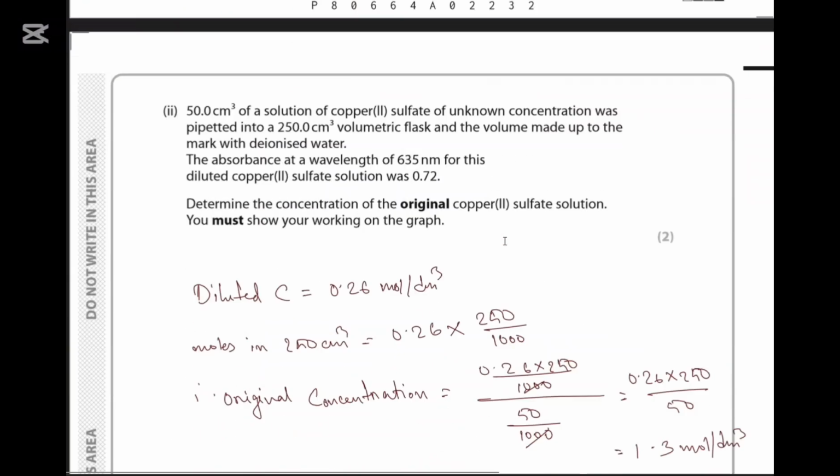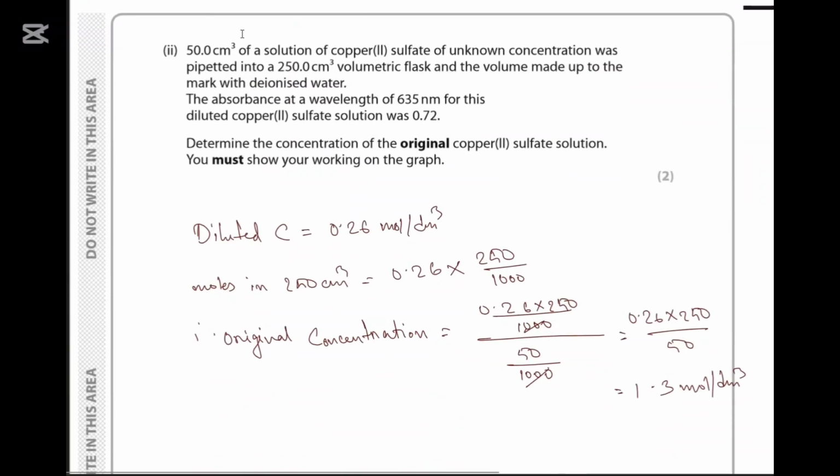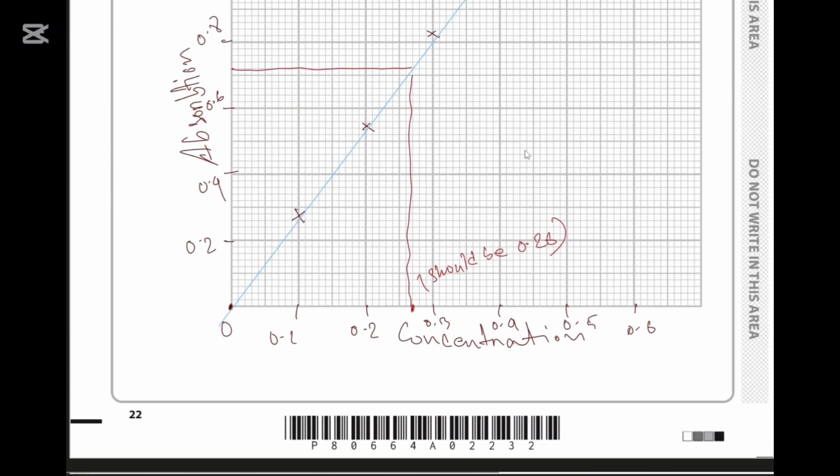Then I'm asked, number two, 50 cubic centimeters of a solution of copper sulfate of unknown concentration was put into a 250 cubic centimeter volumetric flask, and the volume made up to the mark with deionized water. The absorbance at a wavelength of 365 nanometers for this diluted copper sulfate solution was 0.72. So I know the absorbance. For 0.72, which is here, I can find that the concentration would be 0.26.